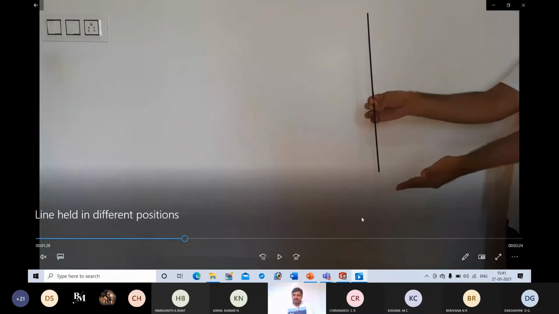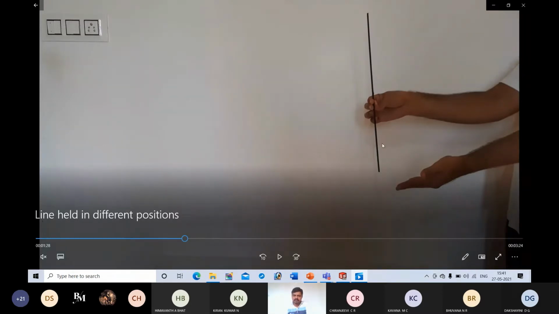So if a line is kept perpendicular to HP, what is its top view? How does it look from top? It is orthographic projection. Will it look like a line or a point? From top, a point. So if a line is perpendicular to HP, the view on HP, that is the top view, will be a point. That also you should remember.